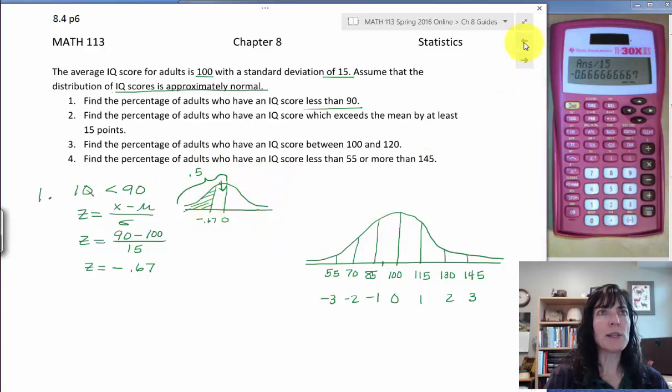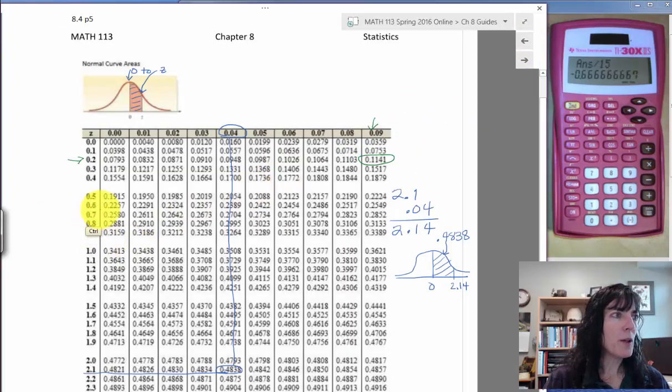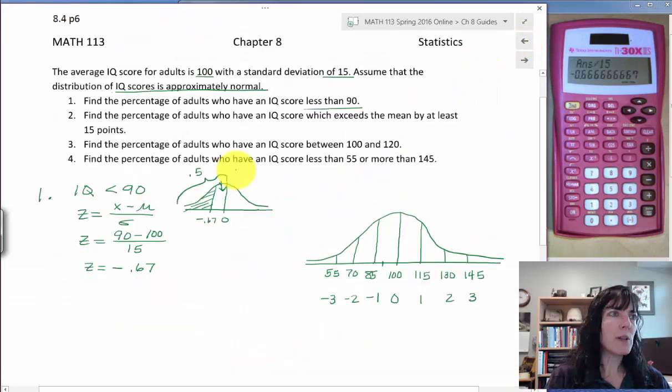So I'll look up the 0.67 on my table. 0.6, I see it right here, all the way over to 7, and that's going to be right here. 0.6 plus 0.07 will give me 0.67, so it's 0.2486. So this region here, 0.2486. And I really, really want to know this shaded region, not the region that I got.